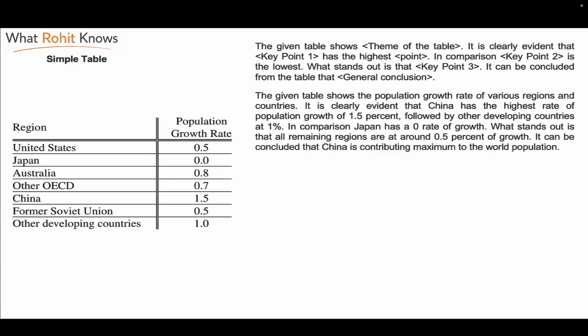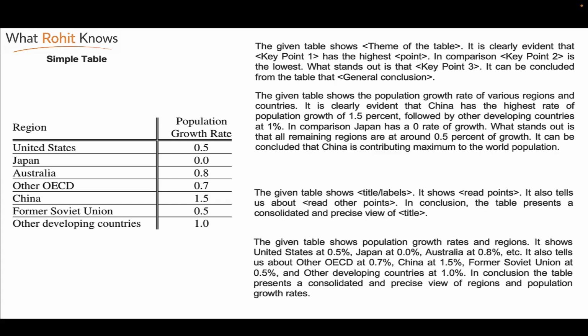What stands out is that all remaining regions are at around 0.5%. So everything is 0.5, 0.7, 0.8. And this is also 0.5. So I just said that everything else is at around 0.5%. This is very important: the ability to club together, combine points which are similar, to approximate them and combine them in a bunch, which is what we did with remaining regions. And finally, it can be concluded that China is contributing maximum to the world population.